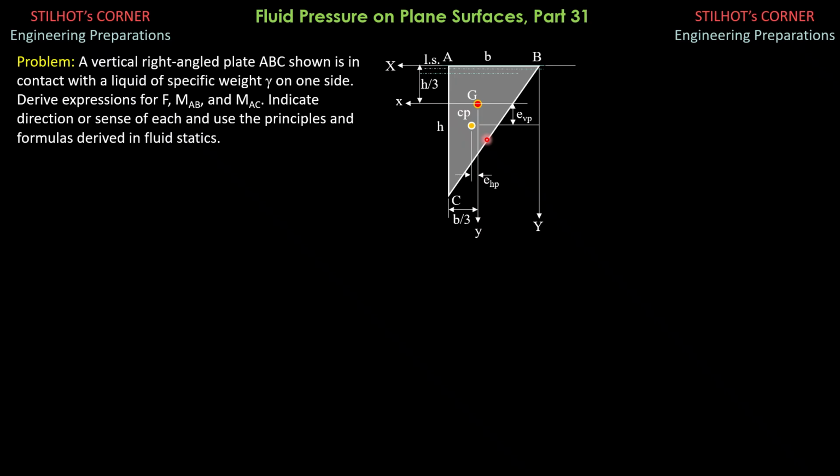So here, let's solve for F first, which is we can use gamma, then h sub G, area. So F is gamma h sub G times area because this is a simple case. So the value of h sub G is H over 3. Area is 1/2 BH, of course. So substituting, F is gamma H over 3 times area 1/2 BH. So that's why F is gamma BH squared over 6.